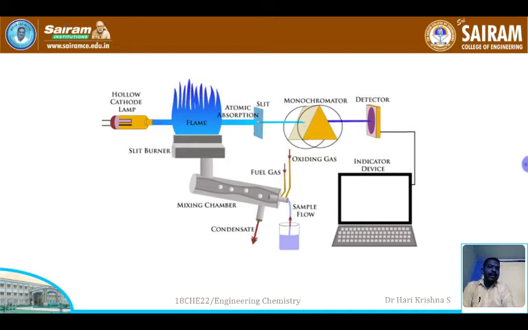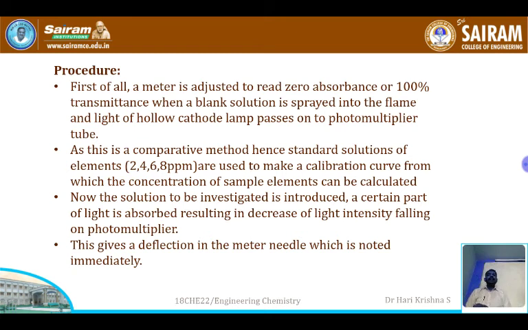So that signal will be converted into a digital number in the device, it might be your LCD display or system or whatever it is. So that is how it is done. So let us see what is the procedure. First the meter will be adjusted to 0 absorbance or 100%. Absorbance will be 0 for the blank solution, and the 100% transparency will be there. Since absorbance is 0, whatever light you pass, the entire light will go.